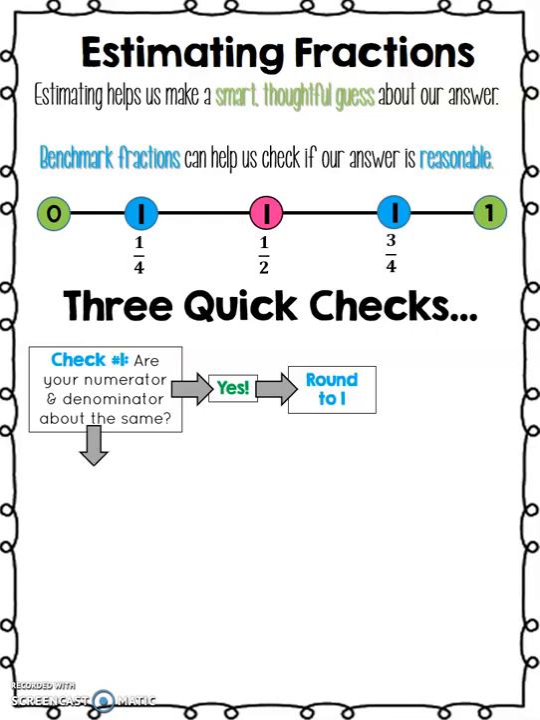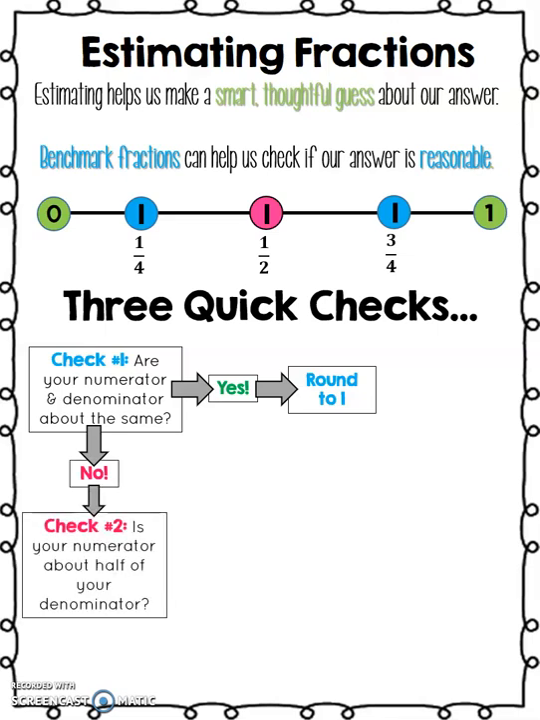But if the answer to that question is no, we would move on to our second check, which is to ask, is our numerator about half of the denominator? So for example, if I have the fraction 4/7, I know that half of 7 is 3 1/2. 4 is about 3 1/2. So if the answer to that question is yes, I would round my fraction to 1/2. Because when our numerator is about half our denominator, that means we're going to be really close to 1/2.